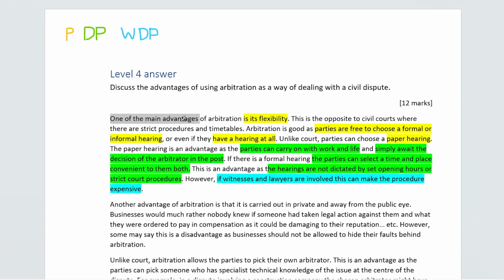One of the main advantages of arbitration is its flexibility. We use opposite to compare it to civil courts. He then uses arbitration is good to list more points. Once again, he uses unlike court, to compare it to civil courts. The paper hearing is an advantage as he's linking it back to the question, explaining why it is an advantage.